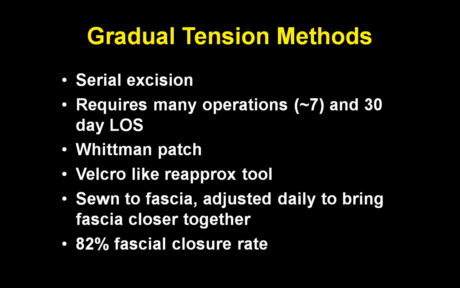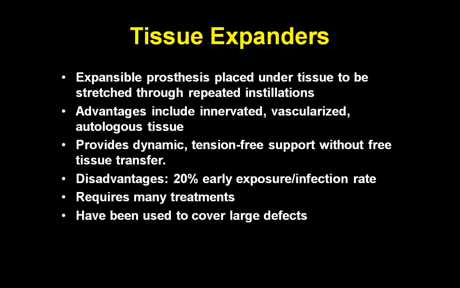You can inject laterally botulinum toxin, which will cause relaxation of the external, internal, and transverse abdominis muscle, and then you can do a sliding procedure. But that takes time. Or you can do serial excisions, which may require multiple operations. So today, gradual tension methods are not taken into consideration.